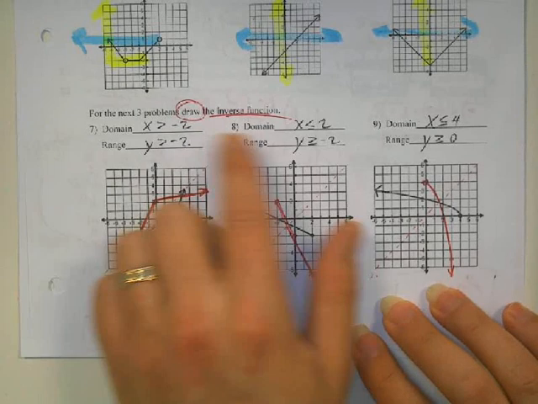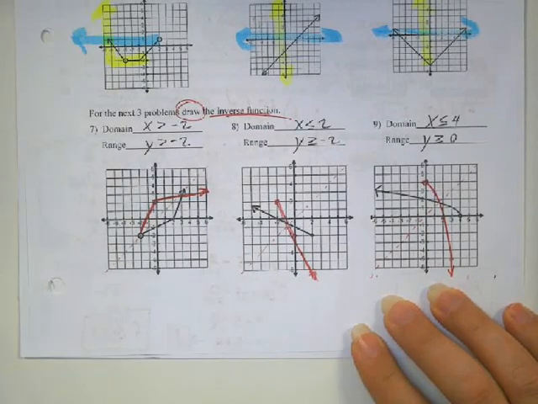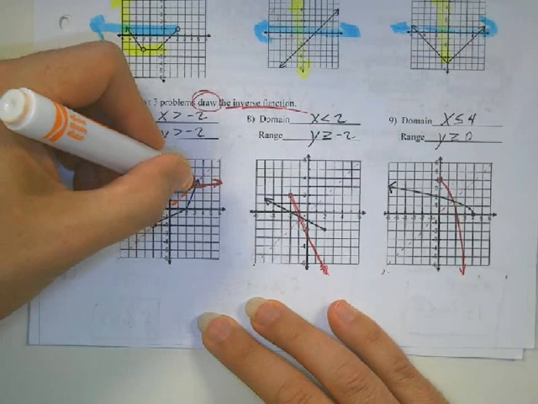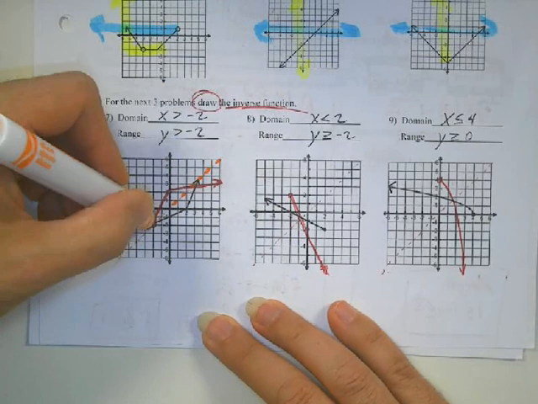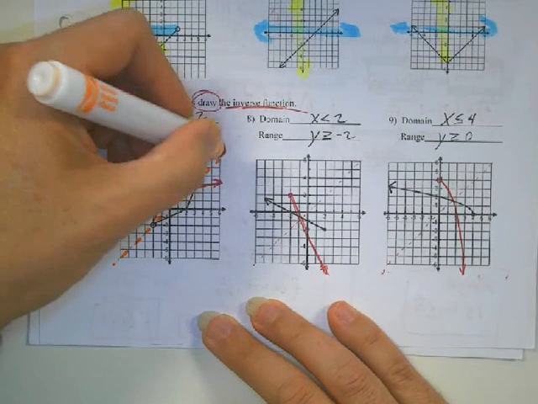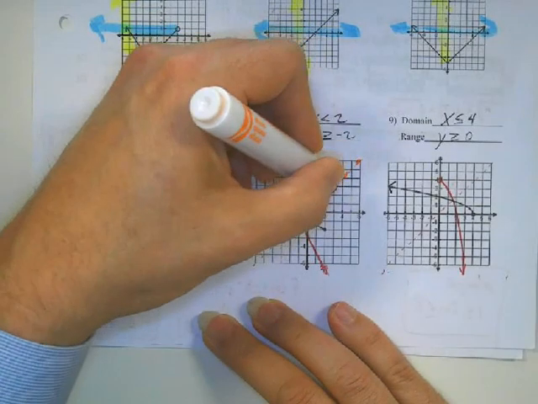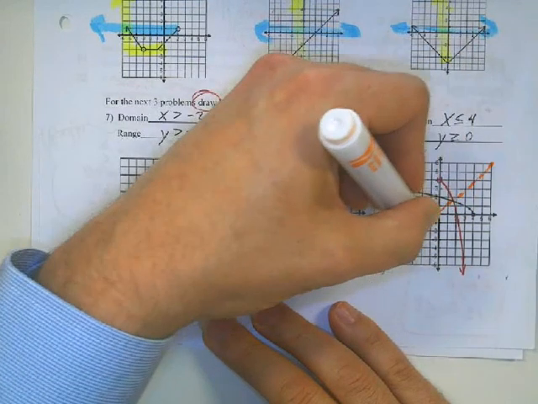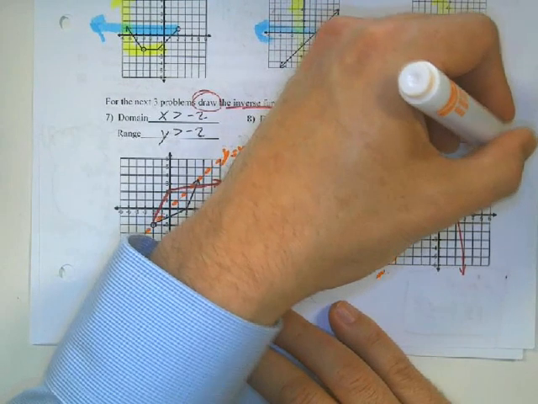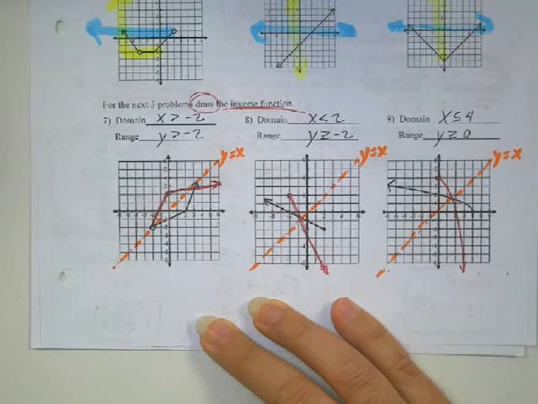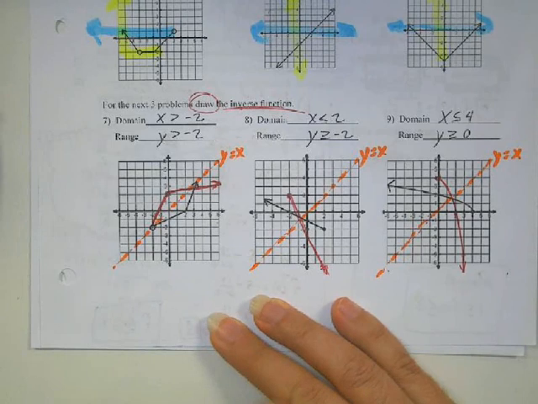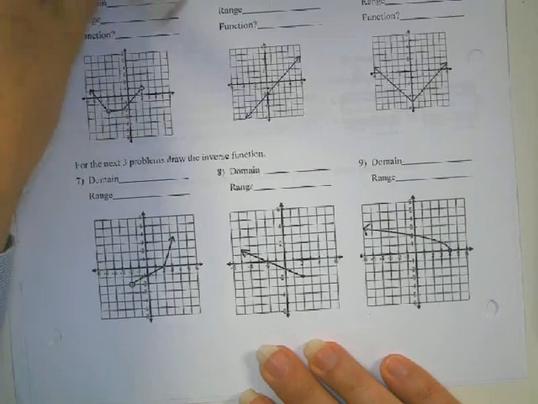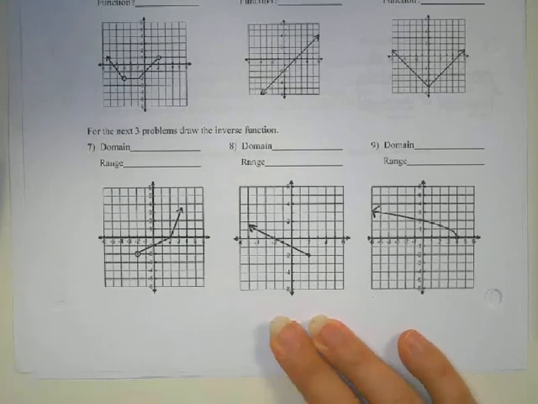Okay, now this is important. They want you to draw the inverse function. I think it's super helpful to draw the line y equals x. And then the other thing is, find points that are on the graph. So let me start off from scratch here without the answer already being shown.